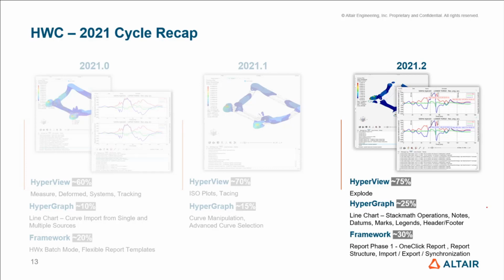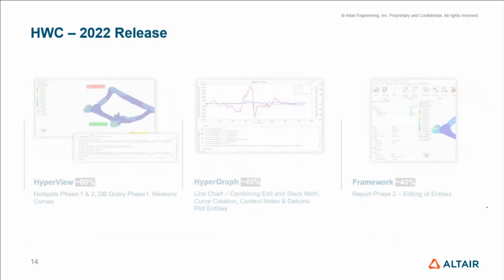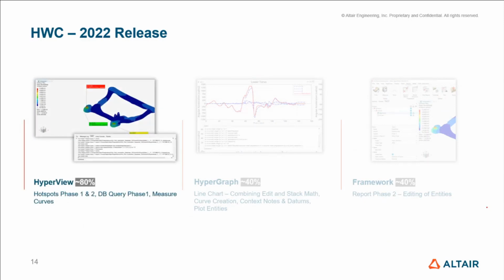Now, what is coming in the 2022 release? You can look forward to new features in HyperView and a coverage of 80%. Namely, we will be seeing hotspots and DB query, which is a bit of a mix between TCL and HWC. We'll do a quick demo on that. And measure curves are now fully covered as well.